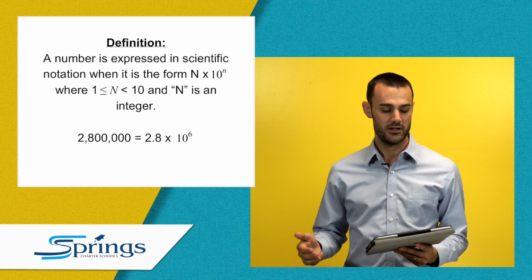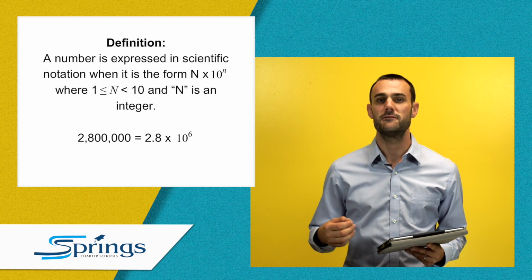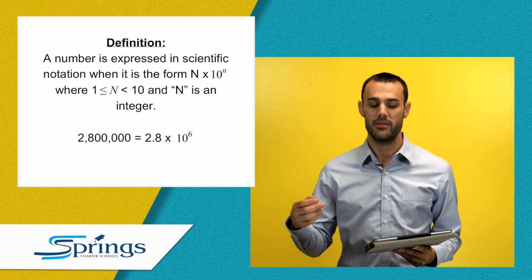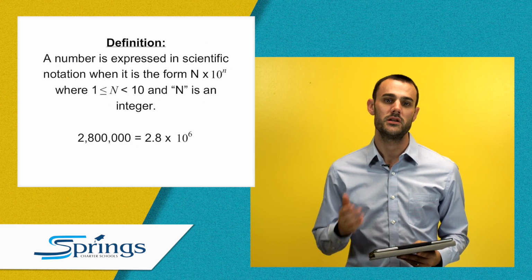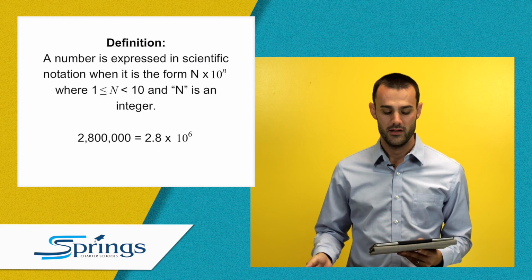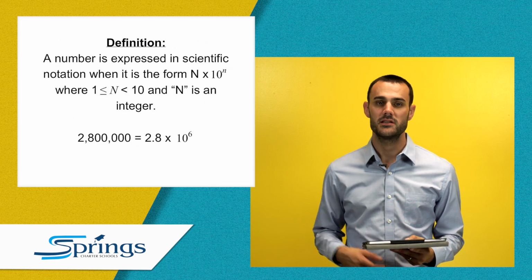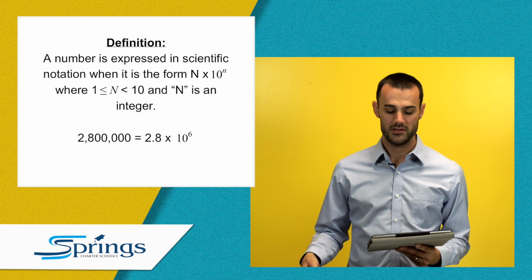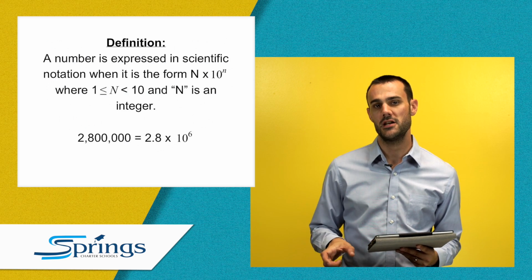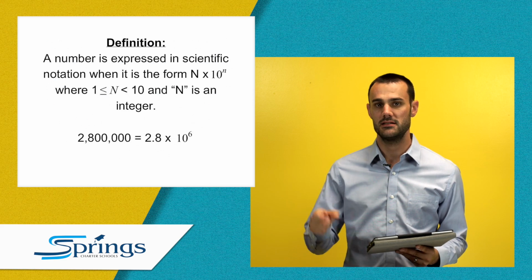As a general definition, we can say that a number is expressed in scientific notation when it is in the form of N times 10 to the nth power. Now the first part, the big N, has to be a number between 1 and 10. And that n also has to be a regular integer. Okay? So the example here at the bottom is 2.8 million, which can be compacted in scientific notation format to the short expression of 2.8 times 10 to the sixth.